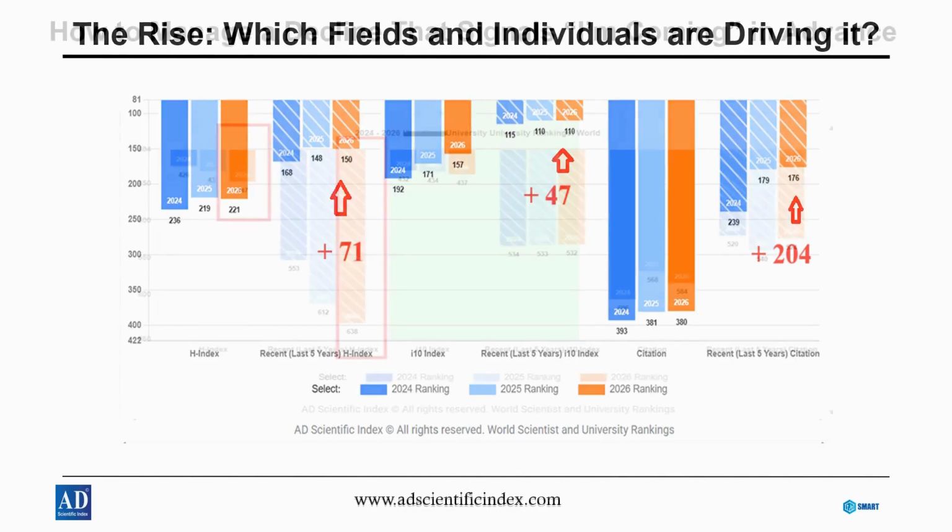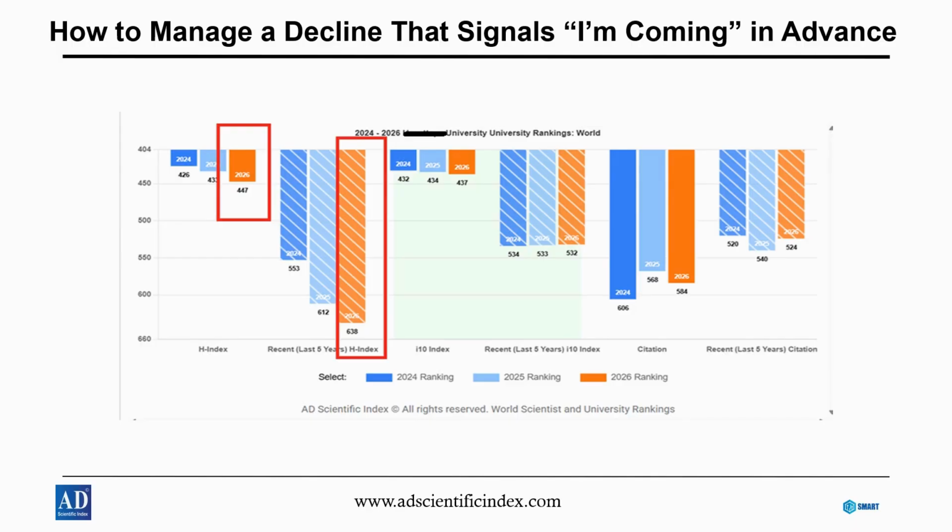With SMART, institutions go beyond seeing the rise. They finally understand what's causing it and how to amplify it. This transforms improvement from coincidence into strategy. A decline doesn't always arrive suddenly. Sometimes it announces itself years in advance.